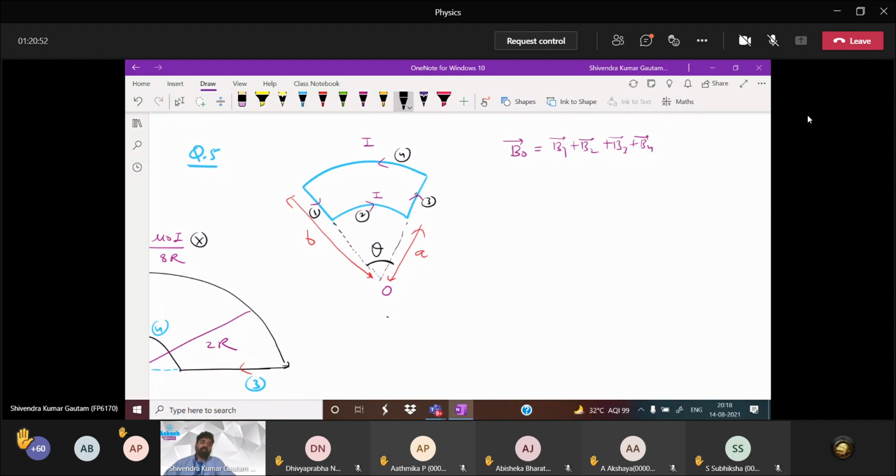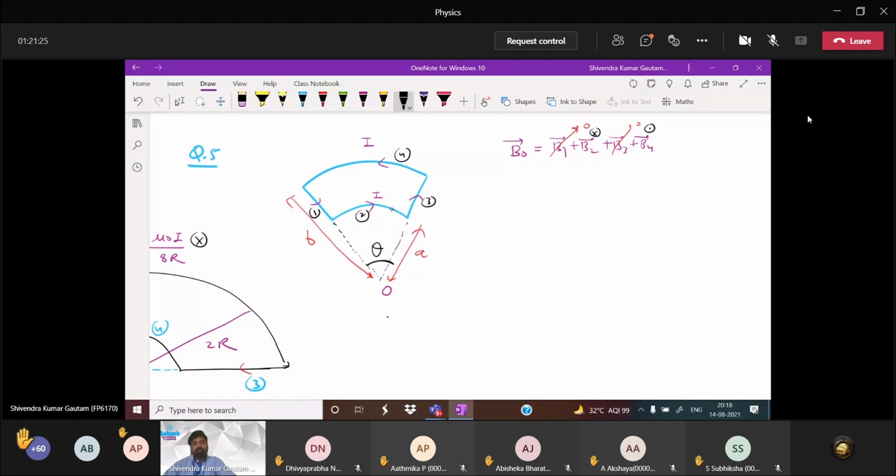1 and 3. Tell me, what is the magnetic field due to 1 and 3? 0, sir, because the point lies on the axis of these. Only 2 and 4 remain. Calculate the direction for 2 and 4. Second one, direction is what? Curl your fingers in the direction of current, thumb you see inward. So this is cross. Due to the fourth one, direction is what? Outward. Dot. Outward.